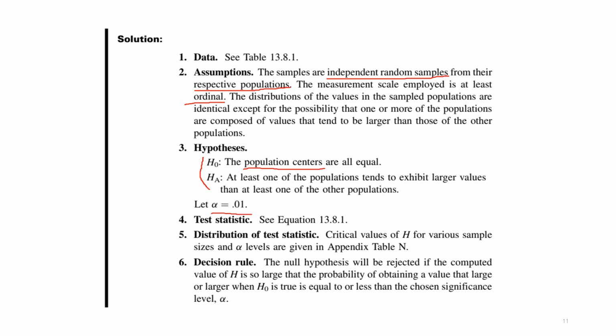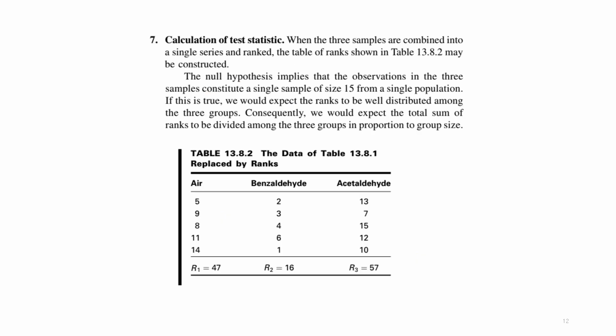Here, alpha is 0.1. For the test statistic, we remember the equation, the H calculation equation. The distribution of the test statistic, the critical values for H for various sample sizes and alpha, is given in table N. The decision rule: when the computed H value exceeds the critical value, we reject the null hypothesis. The calculation of the statistic is done through the H formula. Then we have to decide.